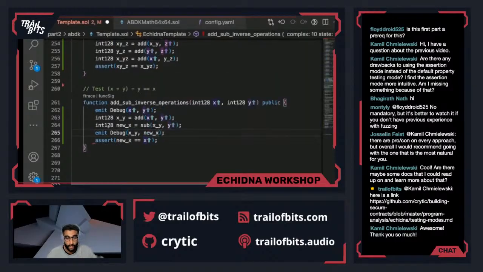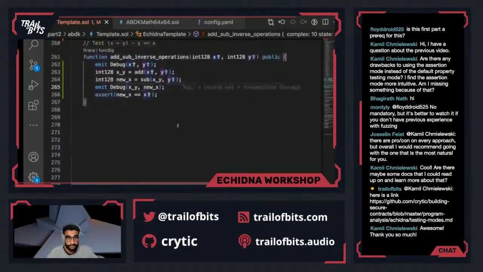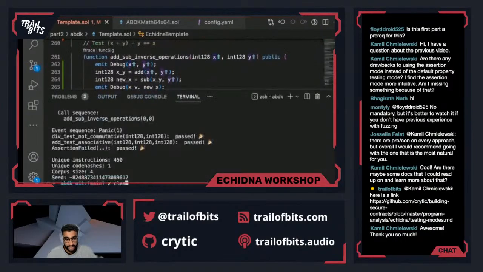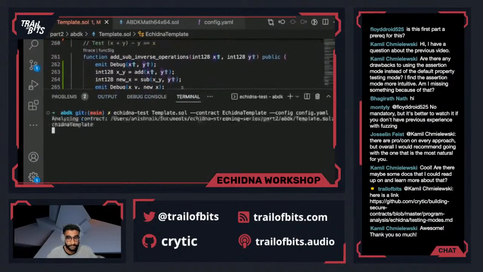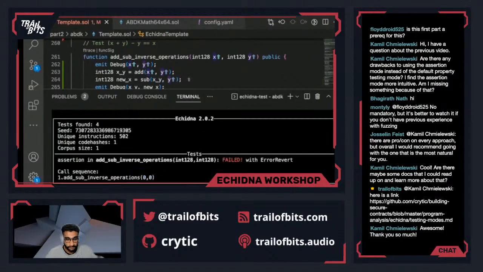And boom, once these events emit, when we run Echidna again, we have the full picture of what's happening in this function. We have the input values, we have the first intermediate value, the second intermediate value, no other operations happen in between here, and now we have all the information necessary to check what happened before the assertion failed. So let's run Echidna again. Okay, so it failed again, as expected.